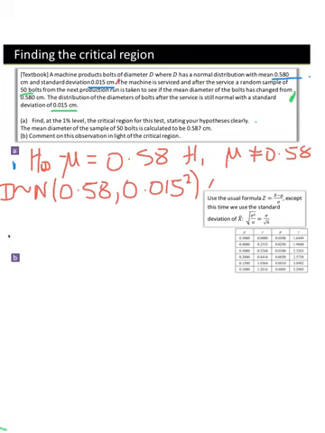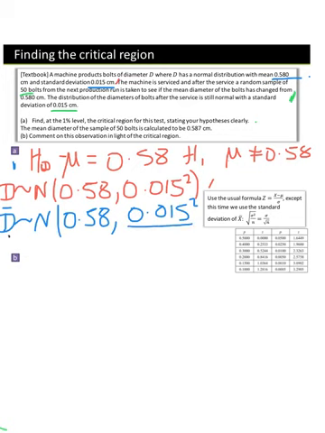So the distribution of the sample means, therefore, will be of sample size 50, will have the same population mean 0.58, and the standard deviation will be 0.015 over the square root of 50. But inside the brackets for the normal distribution we have the variance, so it's 0.015 squared as in the top, but we divide by the sample size n, which in this case we're told is 50.